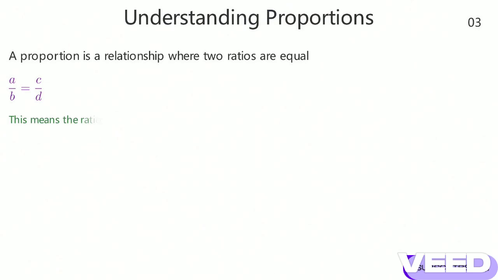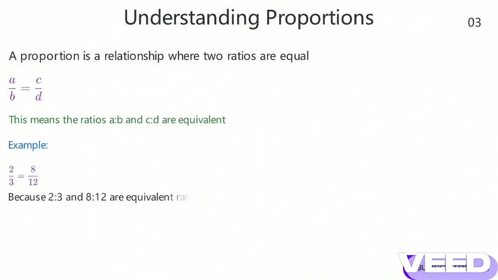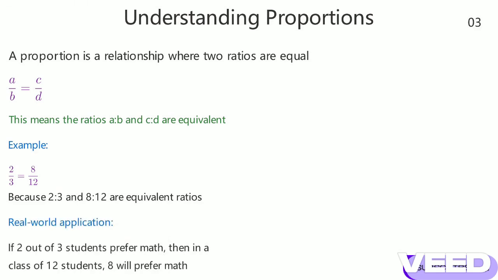Now let's explore proportions. A proportion is a relationship where two ratios are equal. We write it as A over B equals C over D. This means that the ratio A to B is equivalent to the ratio C to D. For example, 2/3 equals 8/12 because the ratios 2 to 3 and 8 to 12 are equivalent. We can use proportions to solve real-world problems. For instance, if 2 out of 3 students prefer math, then in a class of 12 students, we can use proportional reasoning to determine that 8 students will prefer math. Proportions are powerful tools for solving problems that involve equivalent relationships.